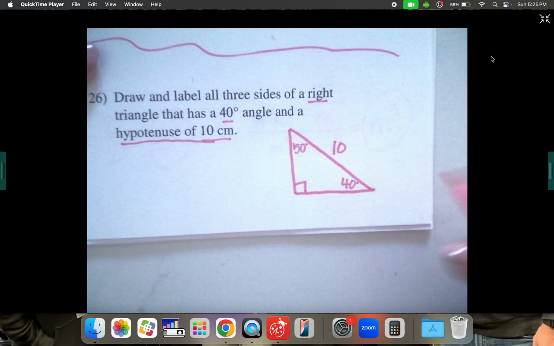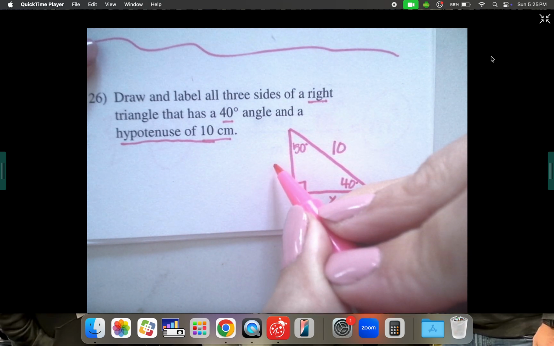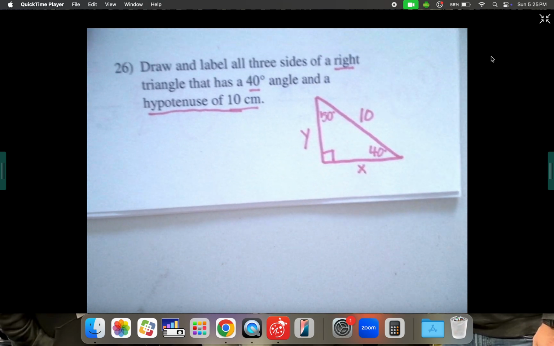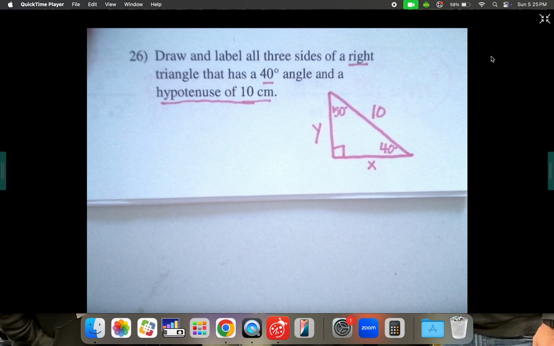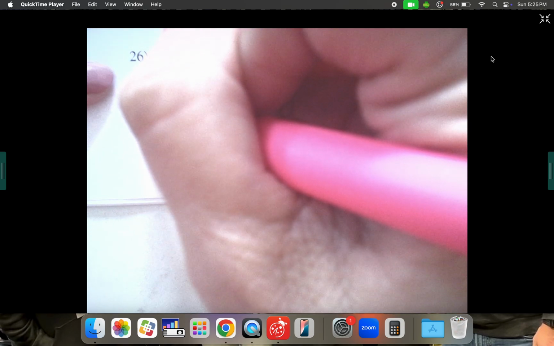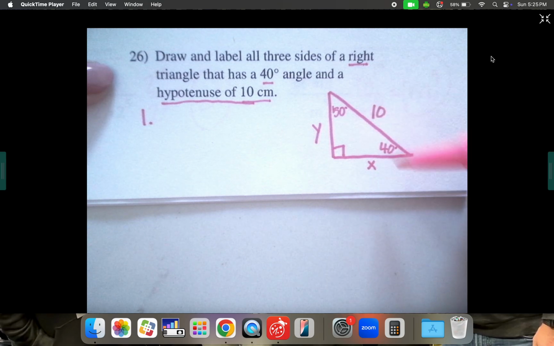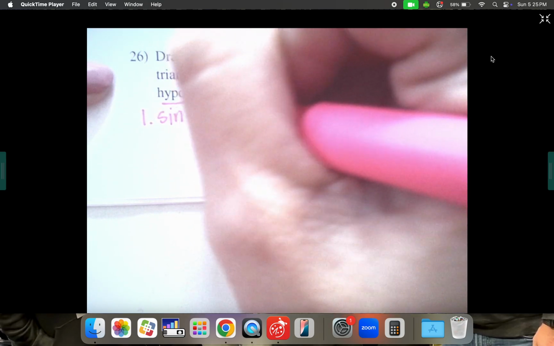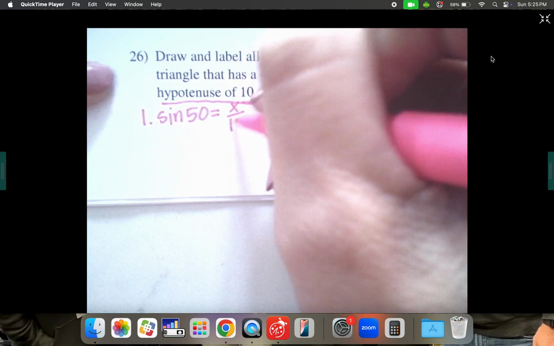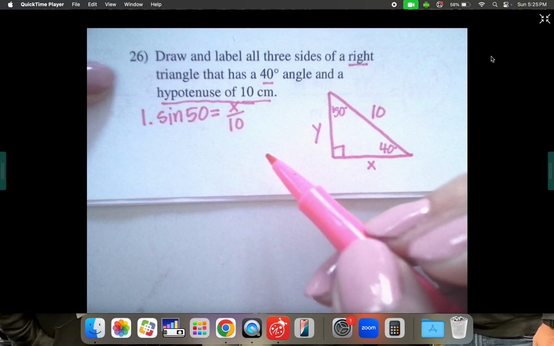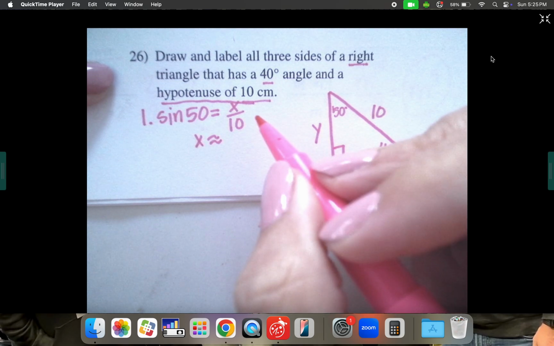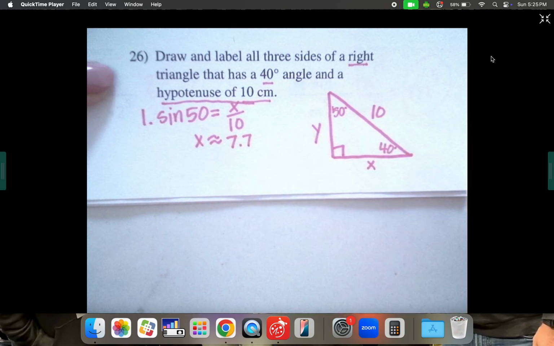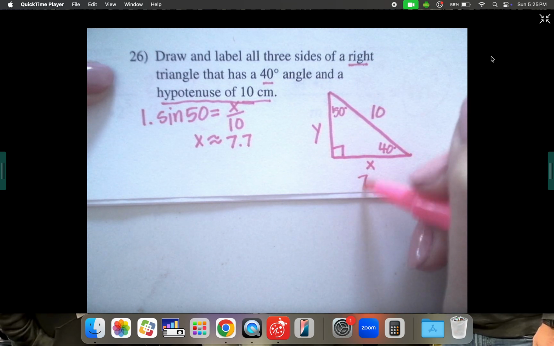So solve it in whatever way you want. I'm going to call this down here x and this over here y. Why don't you pause the video and see if you can solve the whole triangle for me right now. Okay, for step 1 for x, I did sine of 50 degrees equals x over 10. And so I multiplied both sides by 10, and that gave me that x was about 7.7, I think, if I did that right.